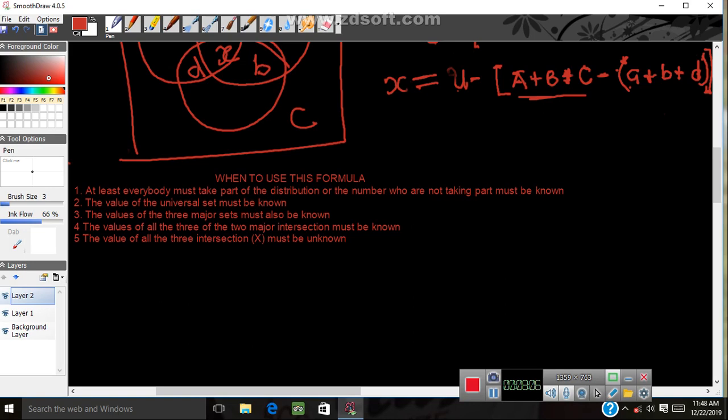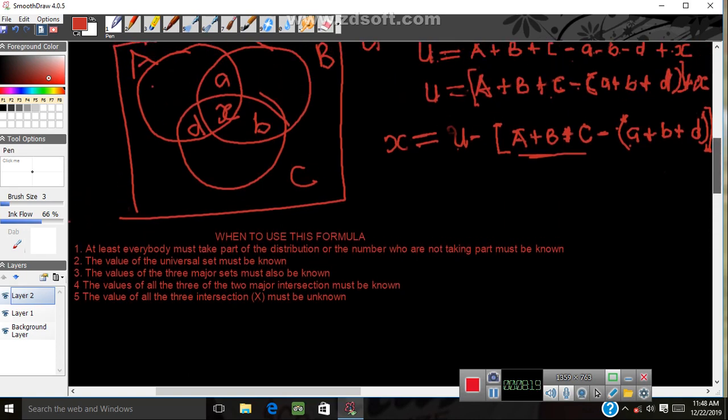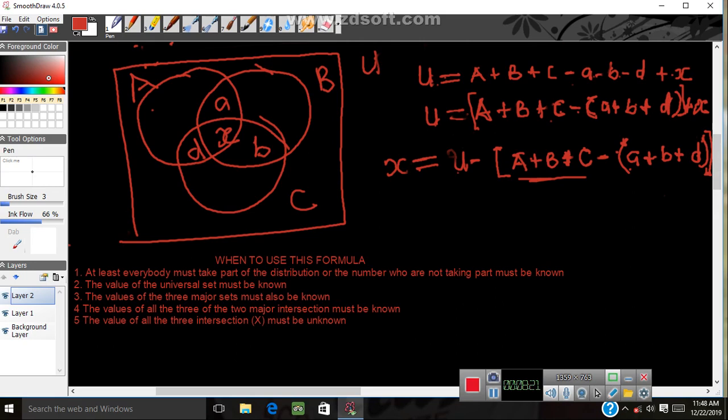Now four, the values of the two major intersections must also be known. Now these ones are exactly two, but they come with X inclusive. A, B. So let's go to the set a little bit. Now if I look at this set, look at where I'm going to move.